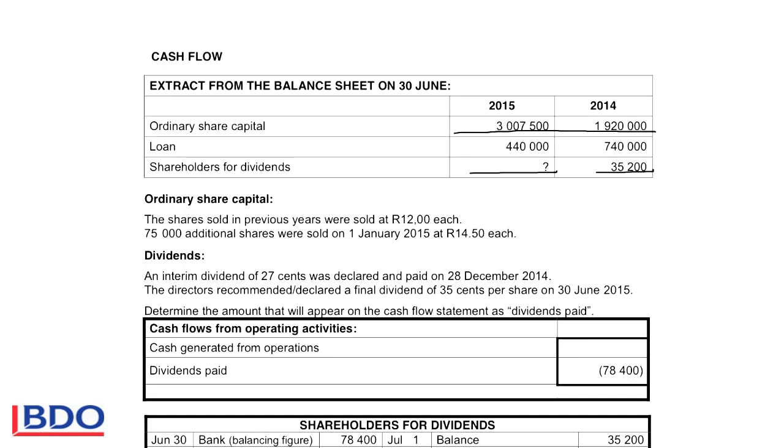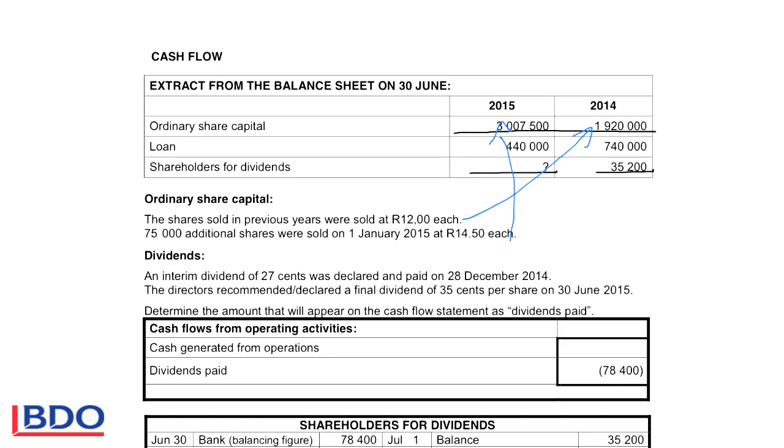They tell me that the shares that were sold in previous years, so the shares up to the end of 2014, were sold at 12 Rand each. The 75,000 shares that were sold in the current year are now included in this closing balance. Then an interim dividend was declared.